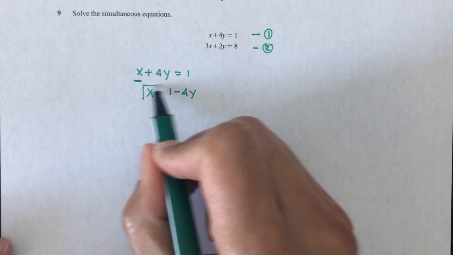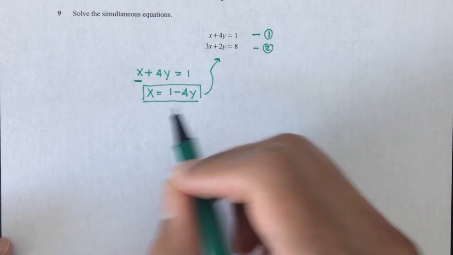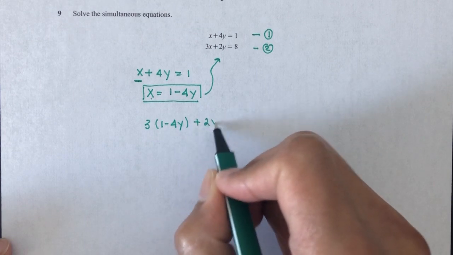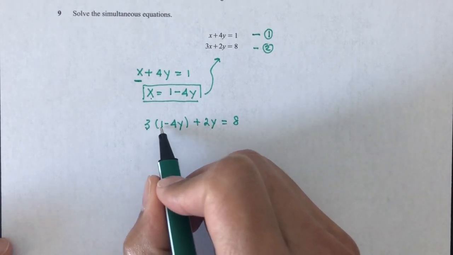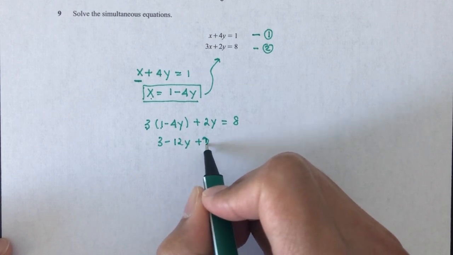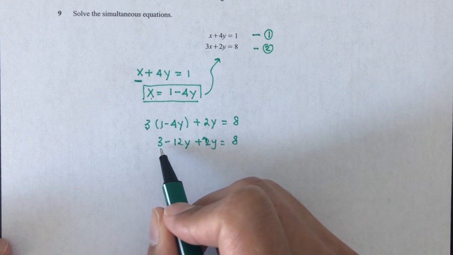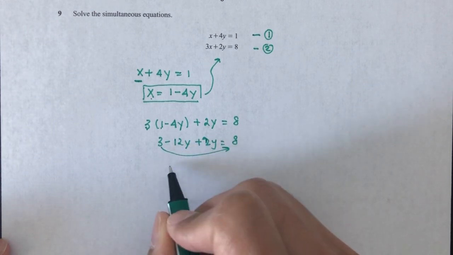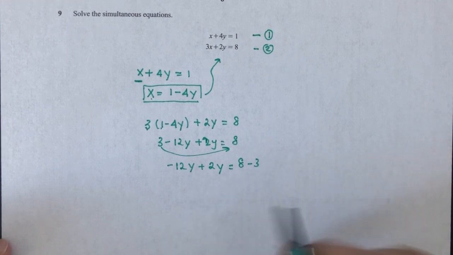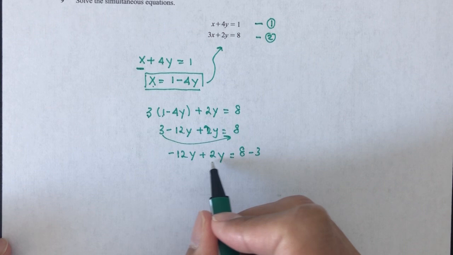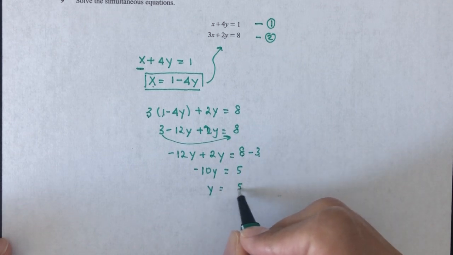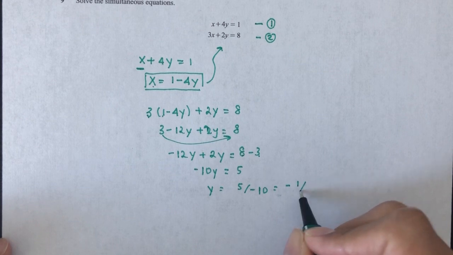So now let's replace this x value into equation number 2. So we have 3x. x is what? x is 1 minus 4y, plus 2y equal to 8. Okay, so 3 times 1 is 3. 3 times minus 4y is minus 12y, plus 2y equal to 8. So we send this over here. We will have minus 12y plus 2y equal to 8 minus 3. So what do we have now? We have minus 12 plus 2 will be minus 10y. 8 minus 3 is 5. So y is 5 divided by minus 10, which is minus 1 over 2.